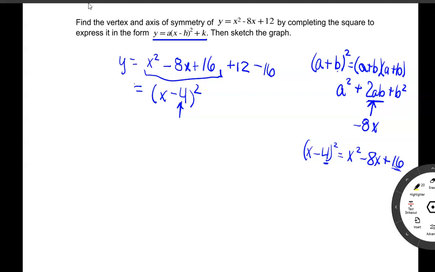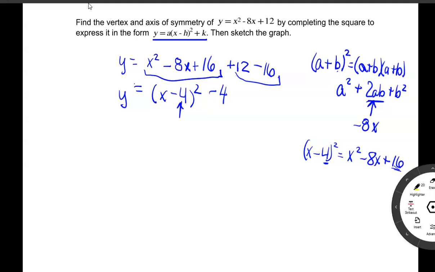So by adding this, we're going to subtract 16, and that means that instead of adding 12, we're going to have minus 4 out here on the right by combining these two together. Okay, so complete the square, expressing it in this form. We've now expressed it in that form.